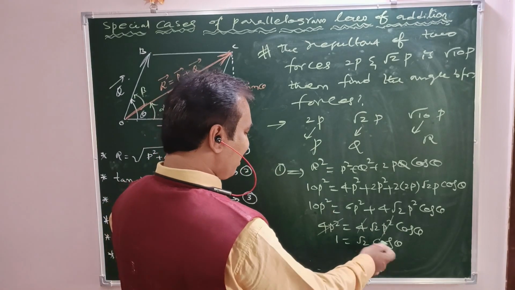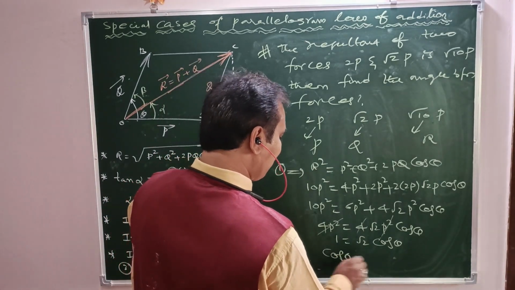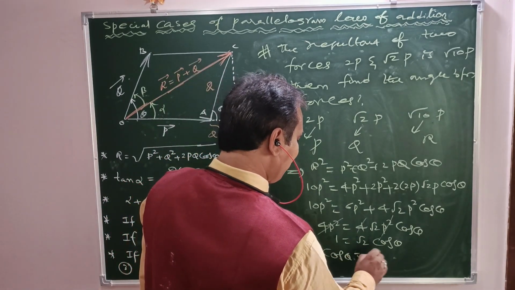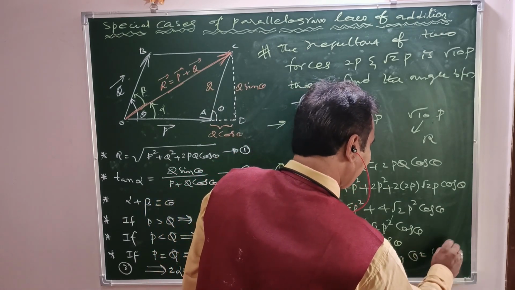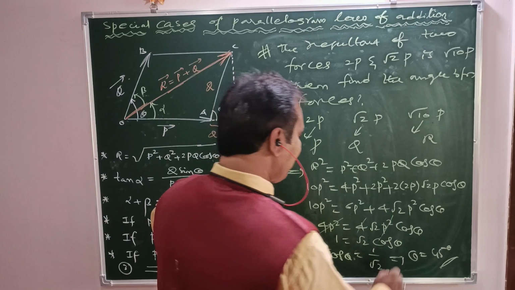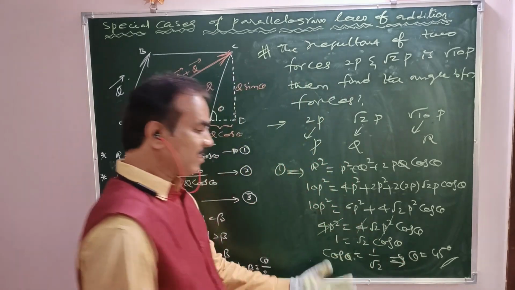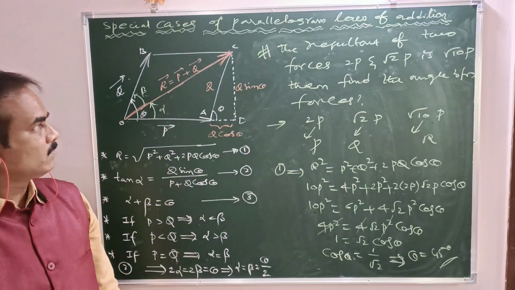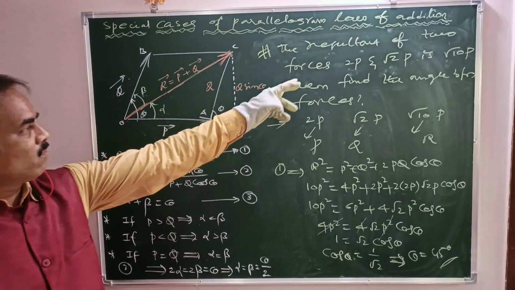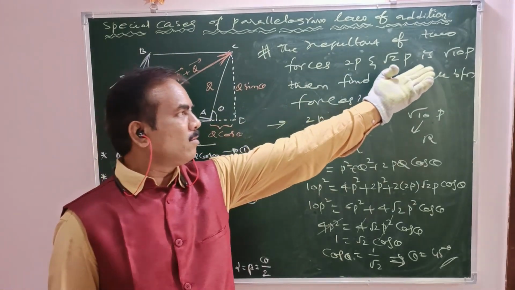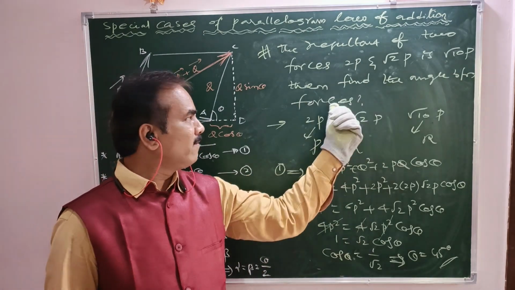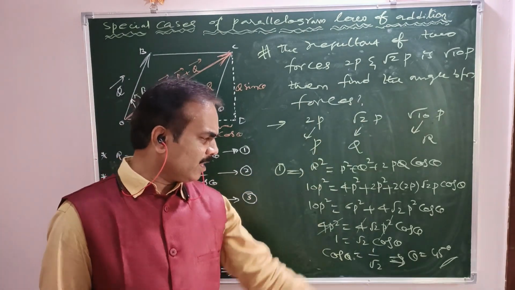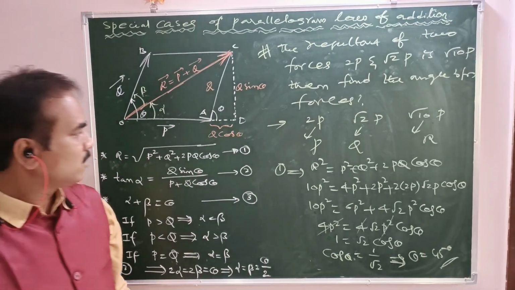So cos theta equals 1 by root 2, which implies theta equals 45 degrees. So when the resultant of two forces 2P and root 2P is root 10P, the angle between the forces is theta equals 45 degrees. Okay.